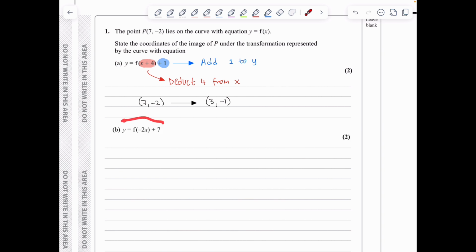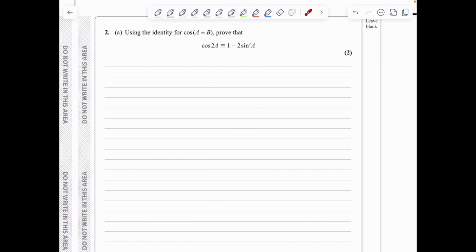In part B, we've got y = f(-2x) + 7, so the -2x means we are dividing x by -2, whereas the + 7 means we are adding 7 to y, and therefore the point (7, -2) will now go to (-7/2, 5).